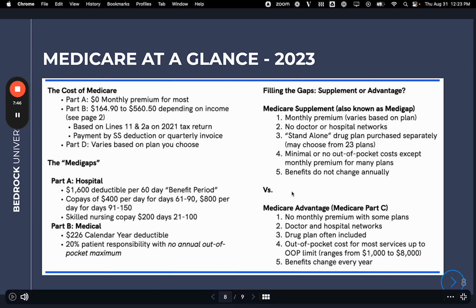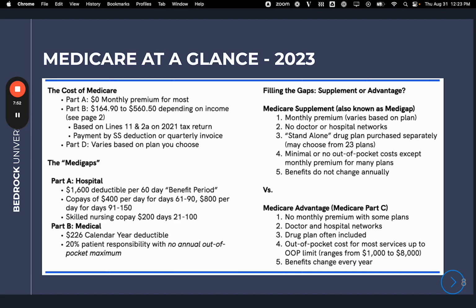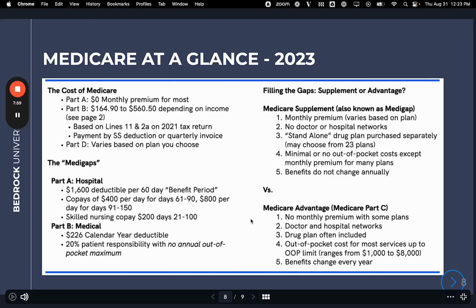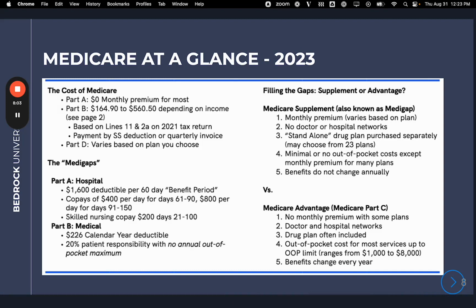Some people also call this Part C. Advantage plans typically have no monthly premium. Though there are some plans that do charge a premium, we generally don't look at those very often. You do have doctor and hospital networks to consider, so it's important that we check to make sure all of your doctors and providers accept this plan. More often than not, prescription drug plan is included in an Advantage plan, so we'll take a look at those and make sure that your drugs are also well covered.